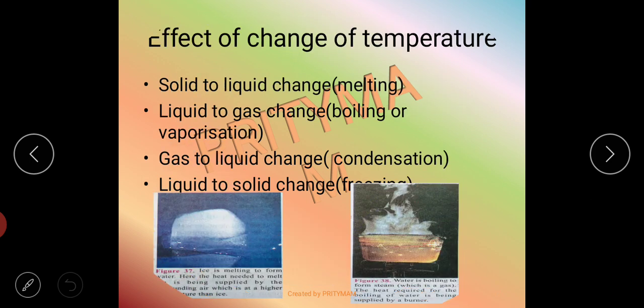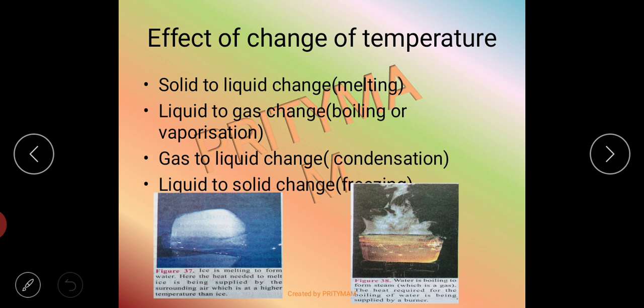So we can say that the two factors which decide whether the given substance would be in the solid, liquid or gaseous state are the temperature and the pressure. Now students, let us discuss the effect of change of temperature and the effect of change of pressure on the physical state of matter one by one.